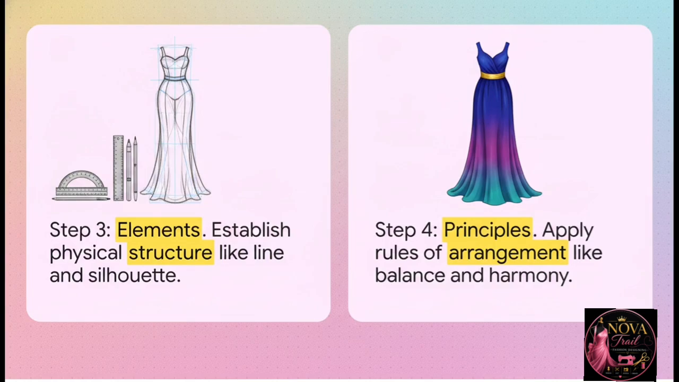Here's where we compare Step 3, the elements, with Step 4, the principles. You really have to separate the raw materials of your design from the rules that dictate how they harmonize. Step 3 is all about establishing the actual physical structure. Are you using straight, formal lines or soft, flowing curves? What's the overall silhouette going to be? Once you've got that physical shape locked in, then you move to Step 4 and apply the principles. Check your work. Is the left side balanced with the right? Is the proportion of the sleeves appropriate for the length of the skirt? Remember, structure always comes before arrangement.